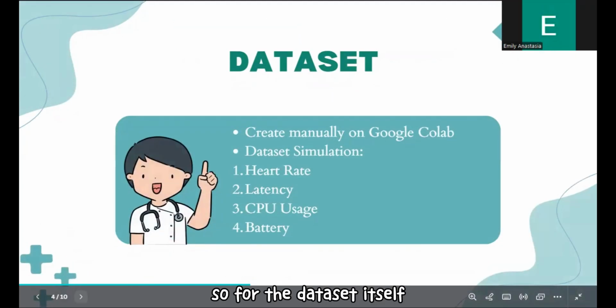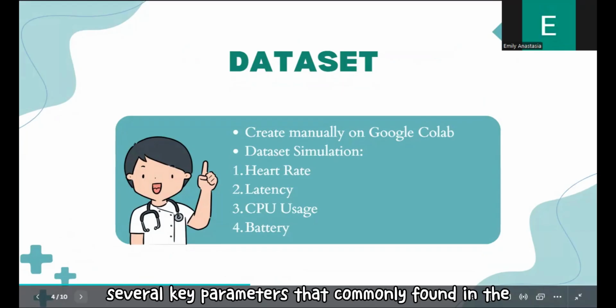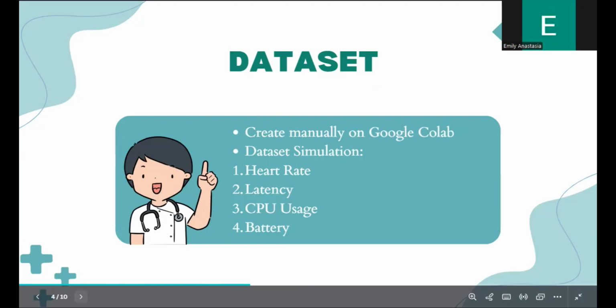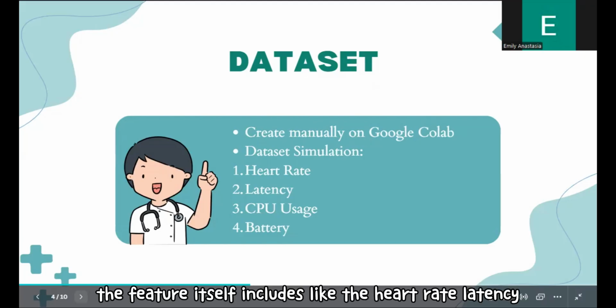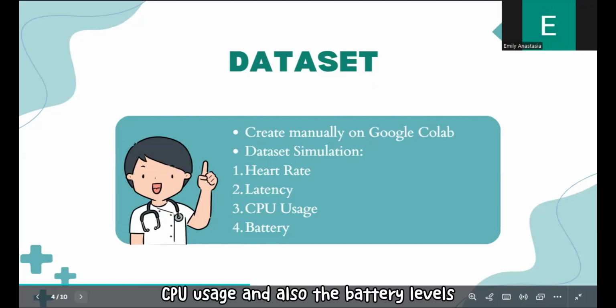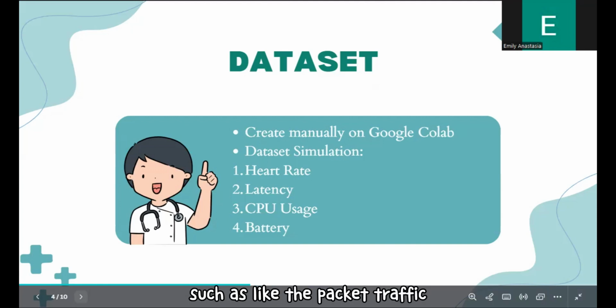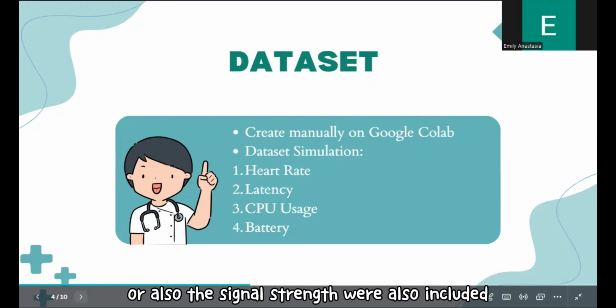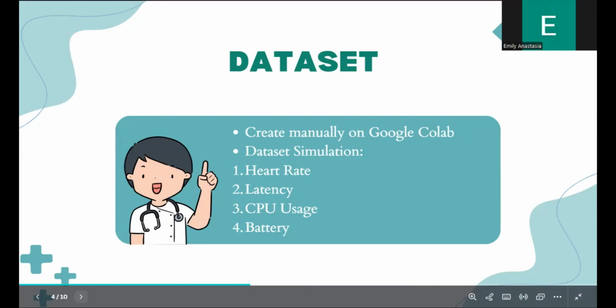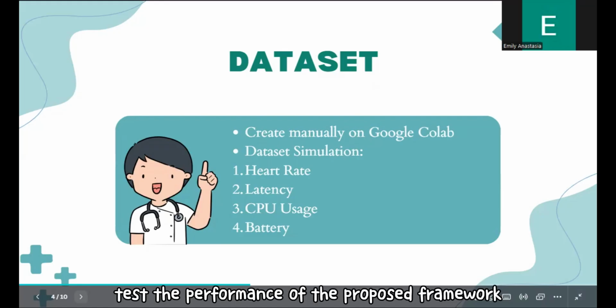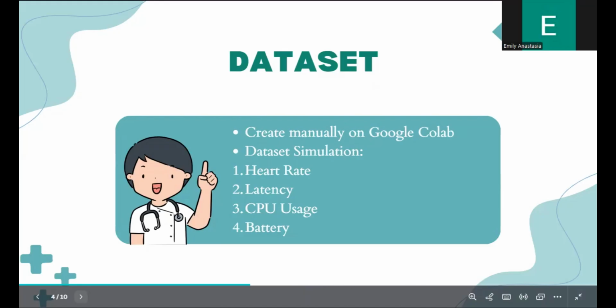For the dataset, it was manually simulated and generated using Google Colab. The simulation includes several key parameters commonly found in IoMT environments. The features include heart rate, latency, CPU usage, and battery level. Additional network-related parameters such as packet traffic and signal strength were also included. Although the data was simulated, it allows us to effectively test the performance of the proposed framework.